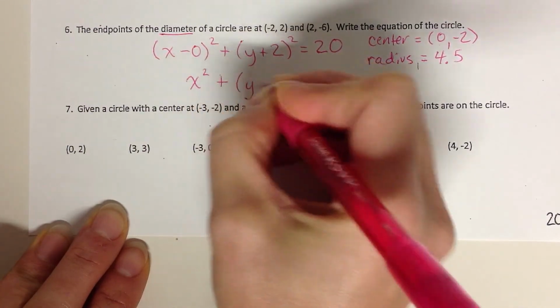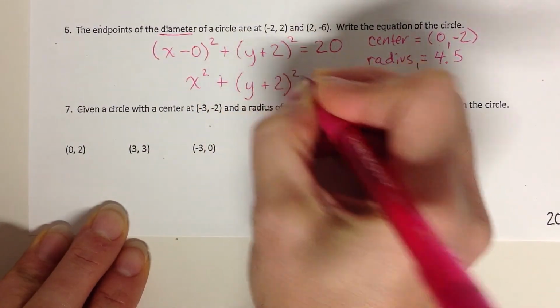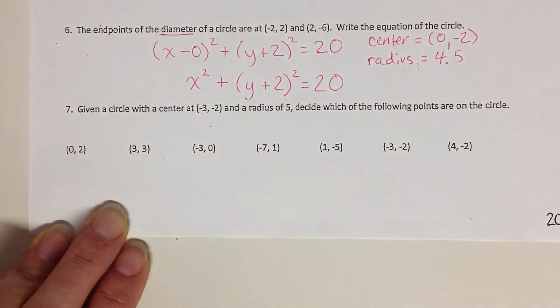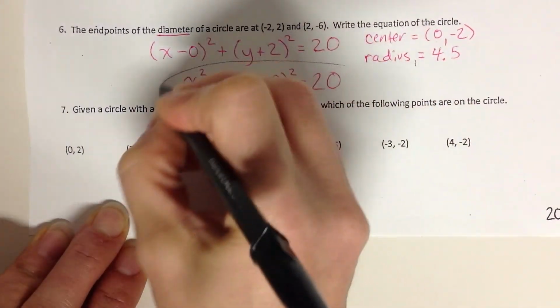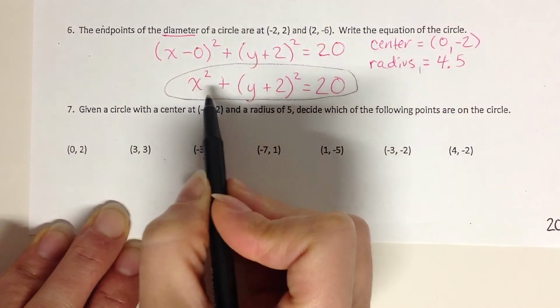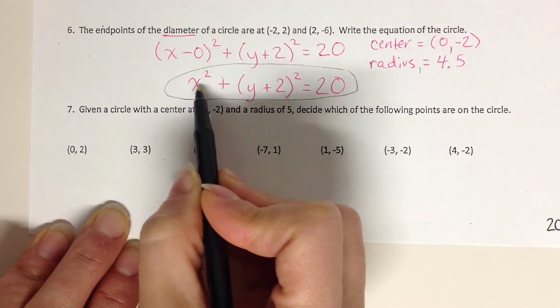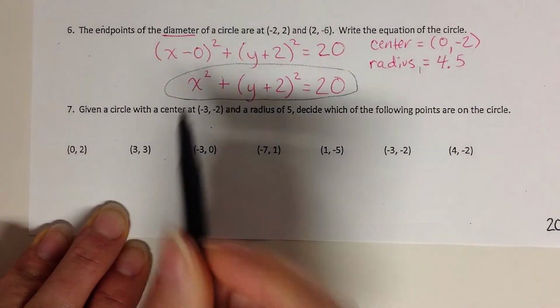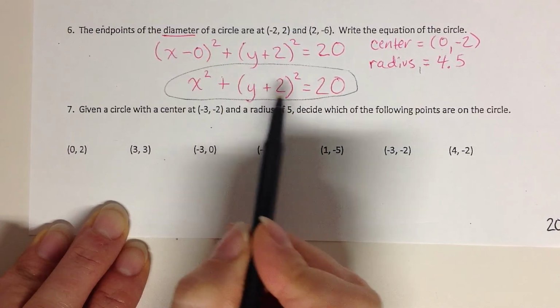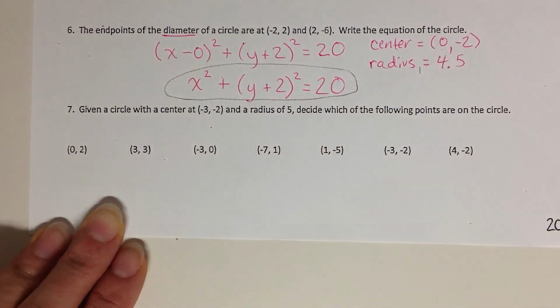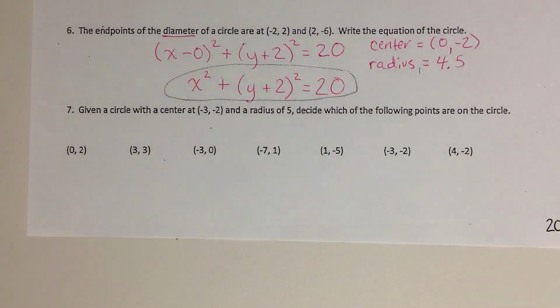So sometimes, especially if you're working backwards from an equation, you want to think about what it means when there are no parentheses with your x or y. It means that the number was 0. Okay, my center was at 0, change the sign, -2. 0, -2. Okay, go try some practice.